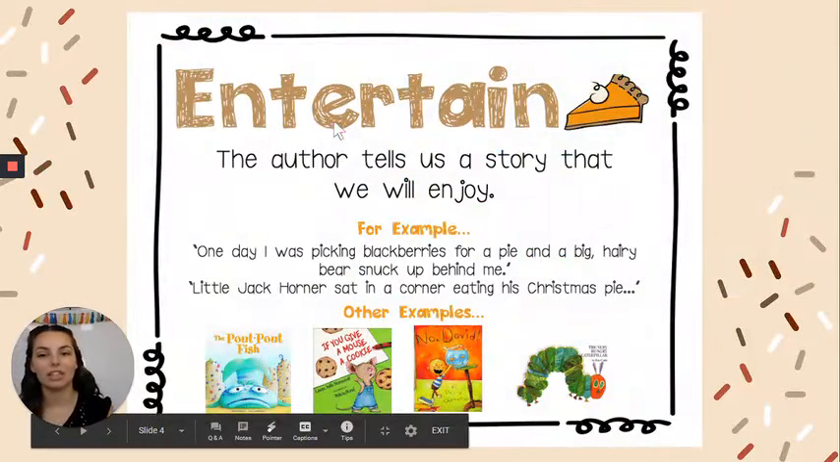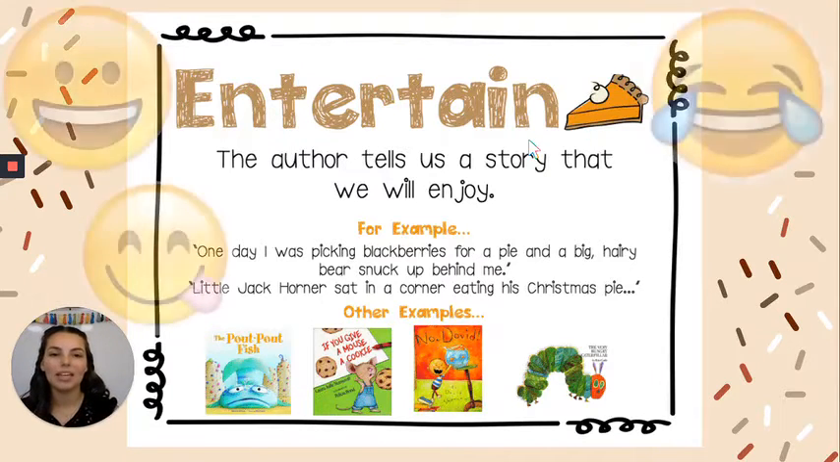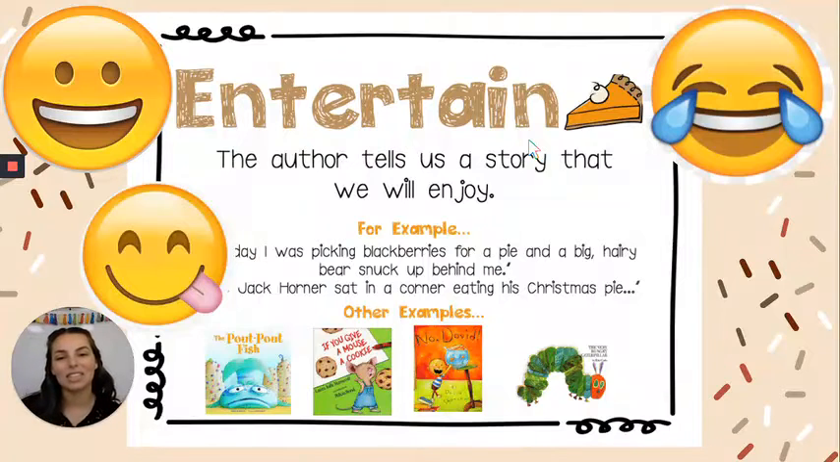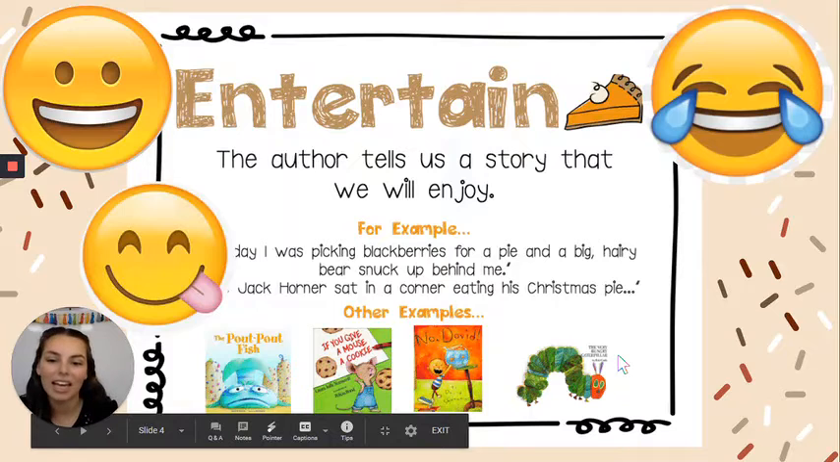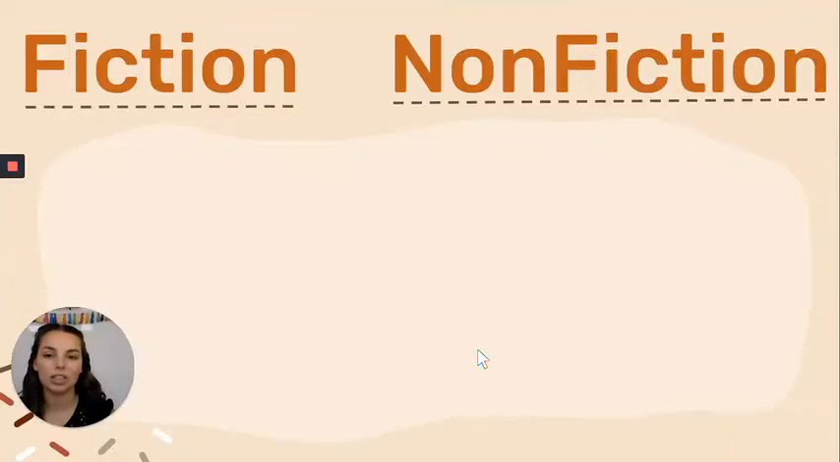So we're going to start with entertain. Entertain, we're going to go like this. Entertain is the author, the person writing the book, is trying to tell us a story that we will enjoy. It'll make us happy, it'll make us laugh, maybe it's a little silly story. So some examples of books that are written to entertain are The Pout-Pout Fish, and some books that we've read are If You Give a Mouse a Cookie, No, David!, The Very Hungry Caterpillar. So these are going to be stories that are made up to entertain us.